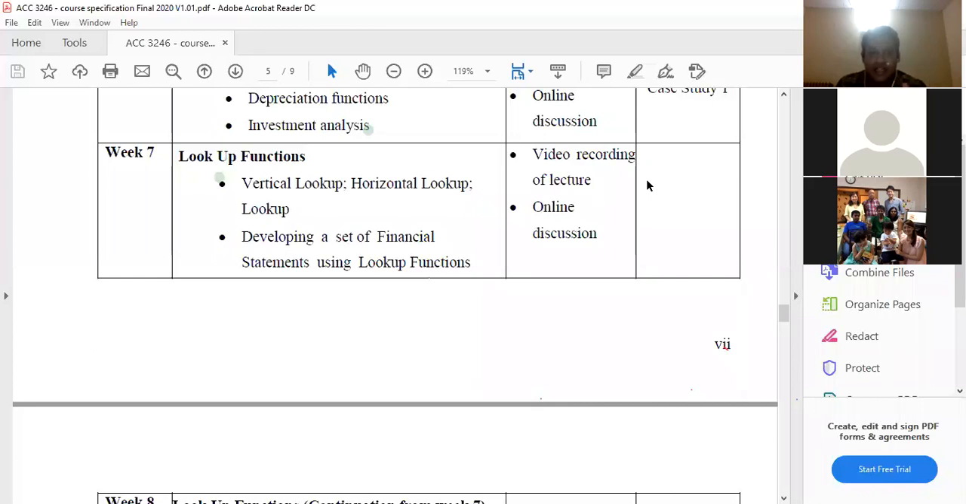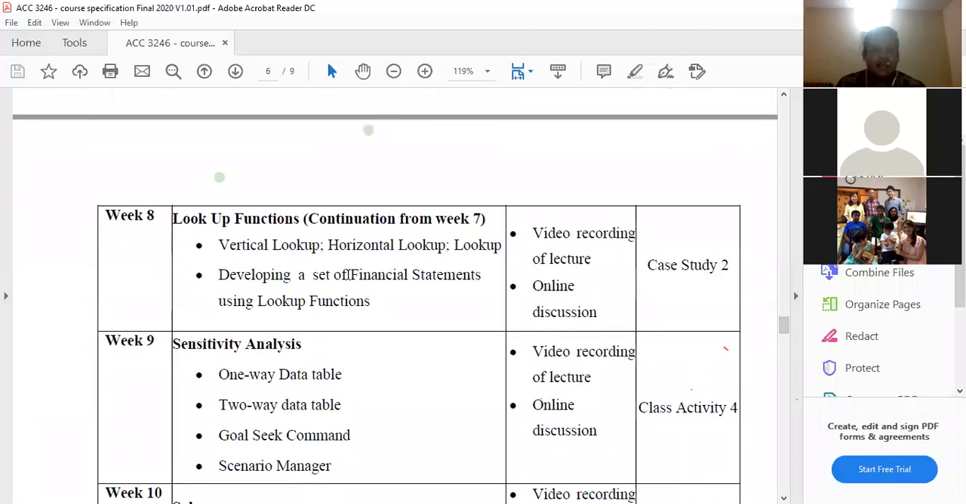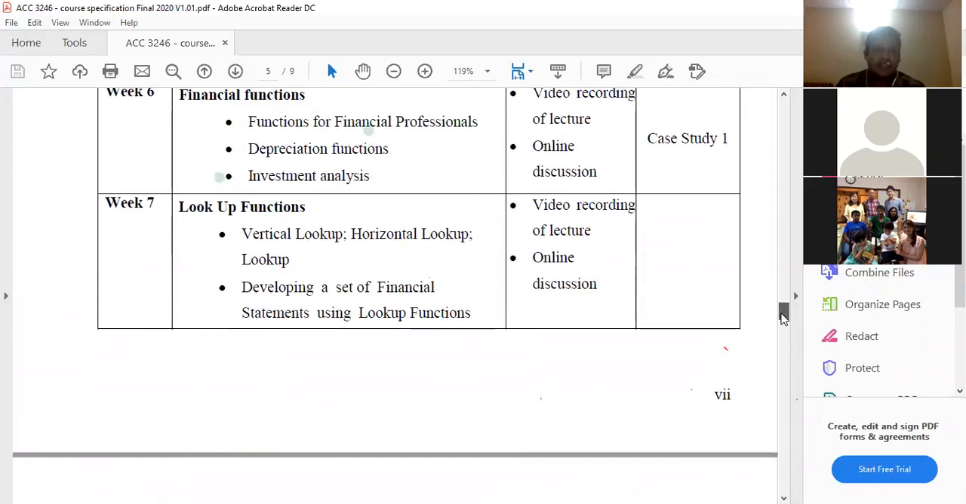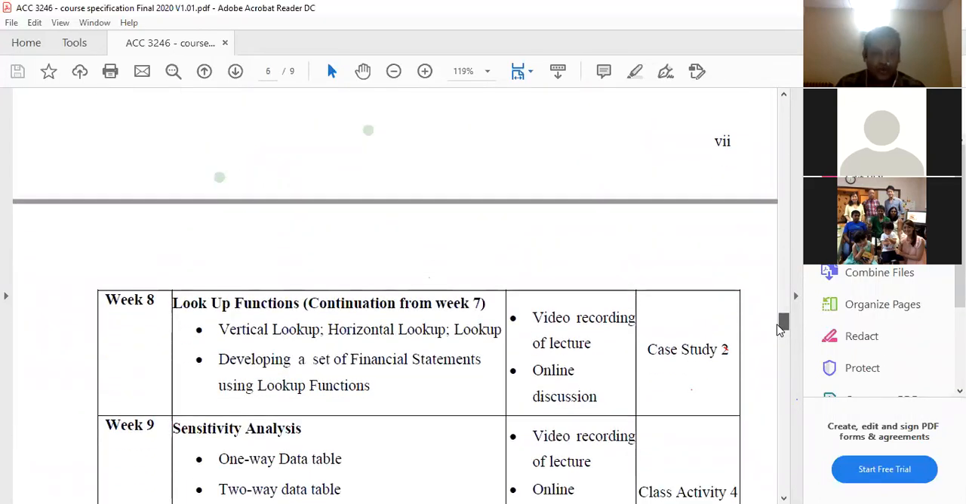If I am to tell you the functionality, what it is capable of doing, it will extract the information from a large scale database and give you the desired result. In that, VLOOKUP, HLOOKUP, and LOOKUP functions would be learned. And also you are going to learn how to prepare the complete set of financial statements using your knowledge of lookup functions. So there would be video lectures and the online discussion, as I said. Depending on the importance, we have allocated 2 weeks for that. The lookups will go for 2 weeks.